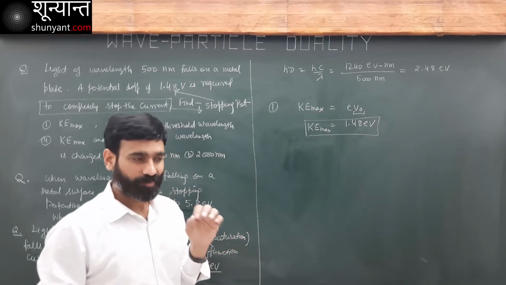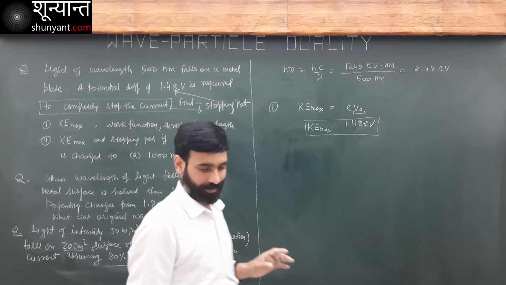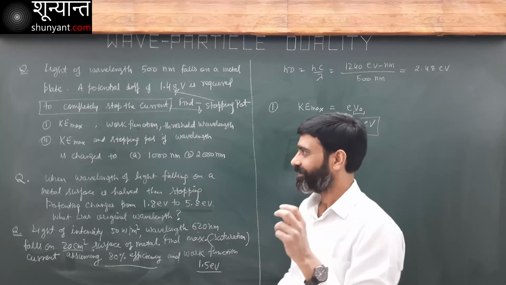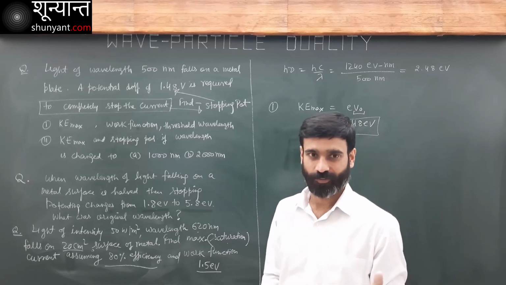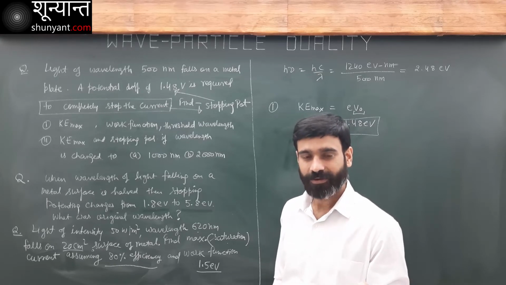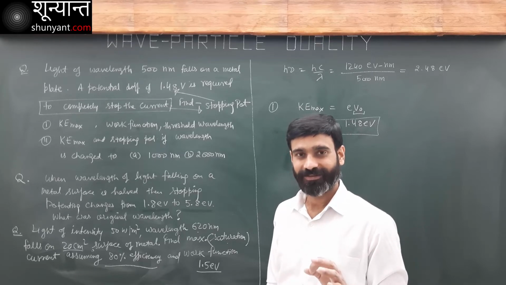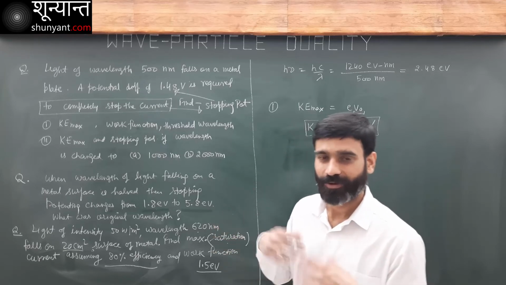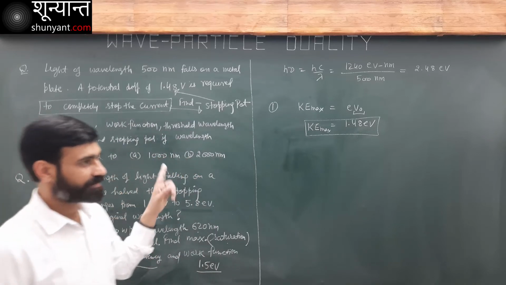So whatever the stopping potential is, the maximum kinetic energy is that much in electron volt. It's a very good way of remembering it. If the stopping potential is 5 volt, maximum kinetic energy will be 5 electron volt. If maximum kinetic energy is 10 electron volt, stopping potential will be 10 volt. We do not convert this into joule and do all those lengthy calculations. You have to understand this direct relation.